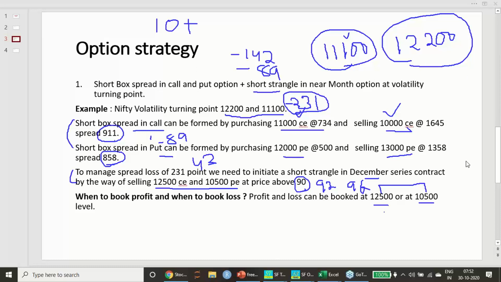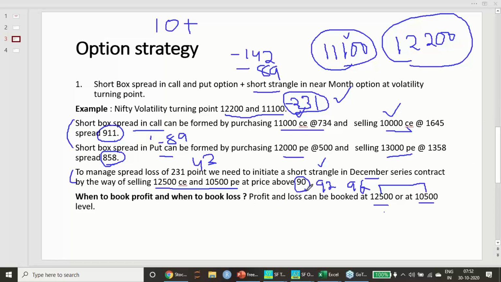Once this event is over, the time decay in options will happen. Normally these two short strangles that you are initiating will have a great time decay, and this spread will still be there. It will be 100% of 231 points, you will not lose. So that spread will still be there because till the end of the month this spread needs to be balanced.